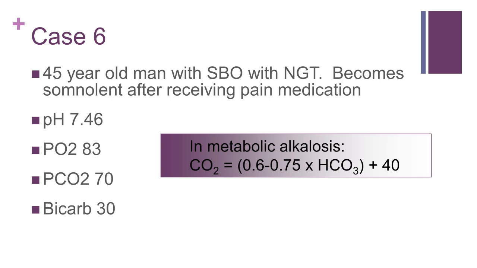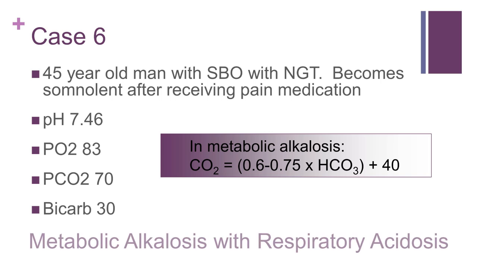This patient's CO2 is even higher at 70, which suggests there is a concurrent respiratory acidosis. This is probably because the patient is somnolent and not respirating appropriately. This patient has a primary metabolic alkalosis with a superimposed respiratory acidosis.